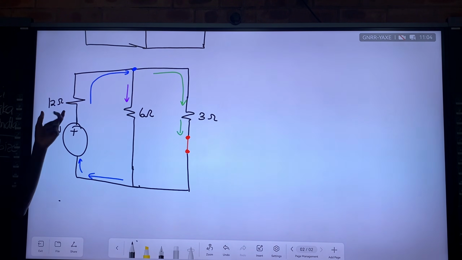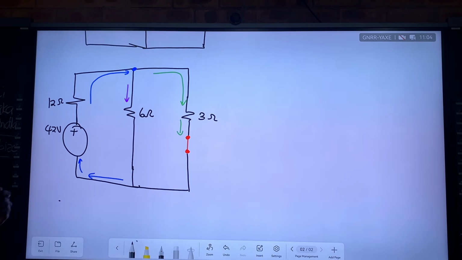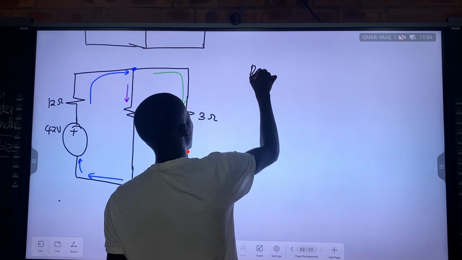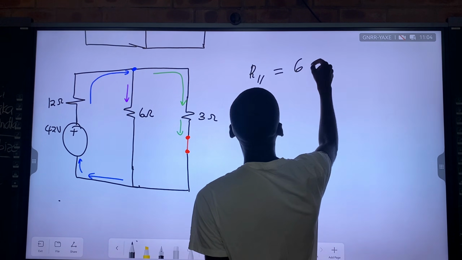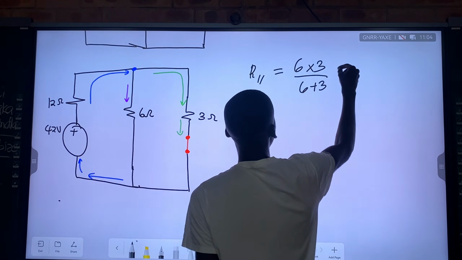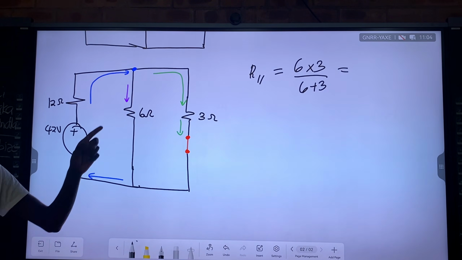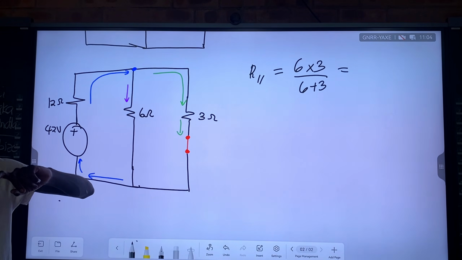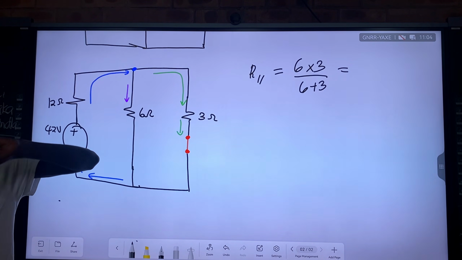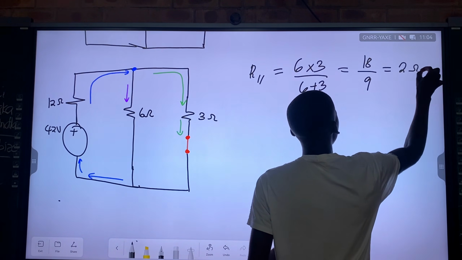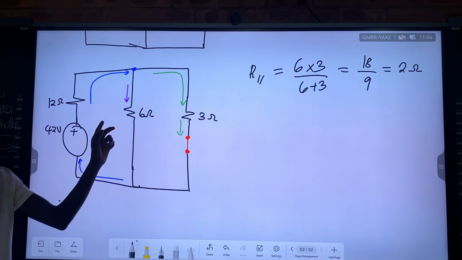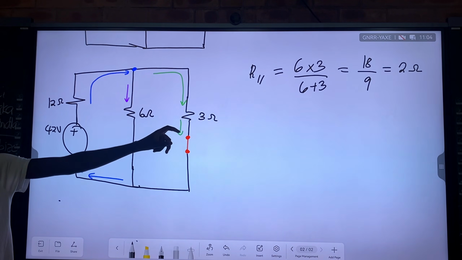And the total current of the circuit, which is this blue current, how do we get it? We find the total resistance, because we have the total voltage of 42 volts. So here, let's start with the total resistance. The resistance across the parallel branch is equal to 6 times 3 over 6 plus 3. That is the formula for the resistance across the parallel combination. So that is 18 over 9, which is 2 ohms. So the effective resistance of this parallel combination is 2 ohms.